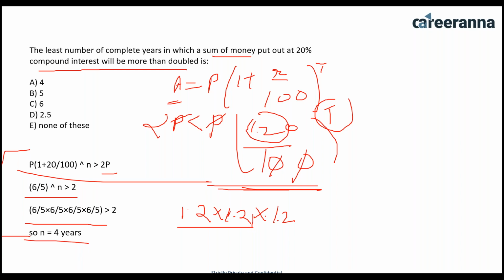And 1.2 cube is 1.728. If I multiply 1.2 thrice, I will get 1.728. Now if I multiply 1.2 one more time, I will get a number more than 2. So I have multiplied 1.2 four times, so T would be 4. Is it clear to all? Say yes or no. Anyone has any doubt?